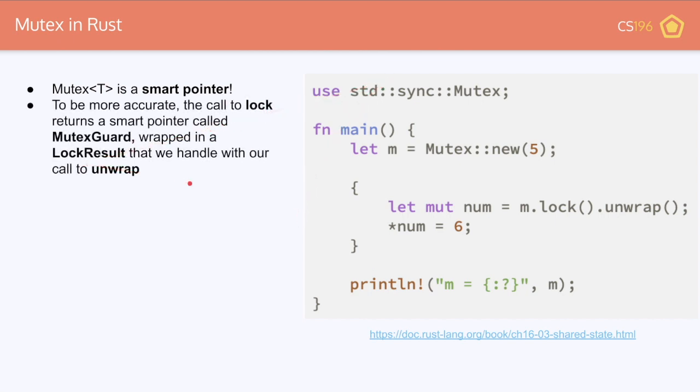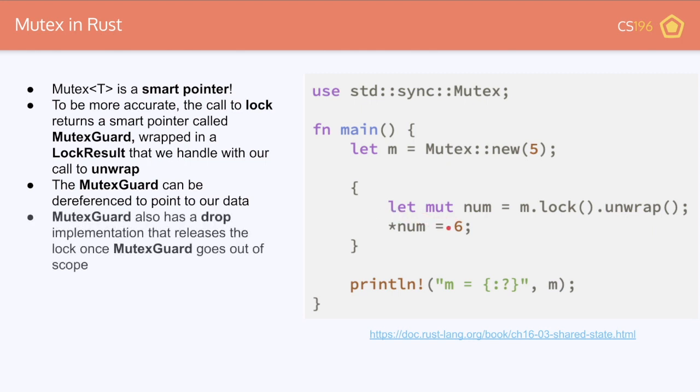To be more accurate, the call to lock returns a smart pointer called MutexGuard wrapped in a LockResult that we handle with our call to unwrap. So when we call lock, we get a MutexGuard, which is wrapped in a LockResult, and then we unwrap it to get the value, which is here in num. The MutexGuard can be dereferenced to point to our data, and we see that here. When we dereference it, we get the value, or we can assign values to it after dereferencing it.